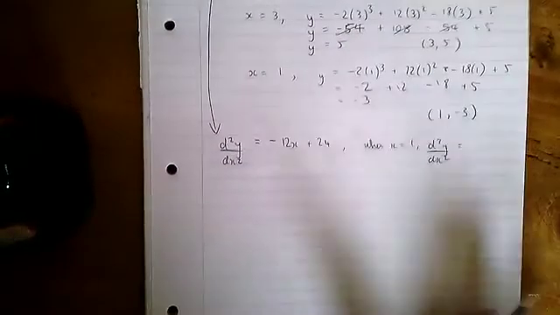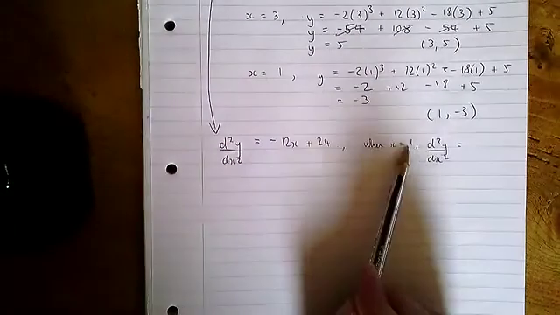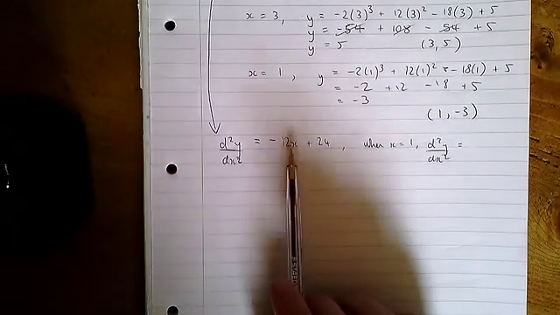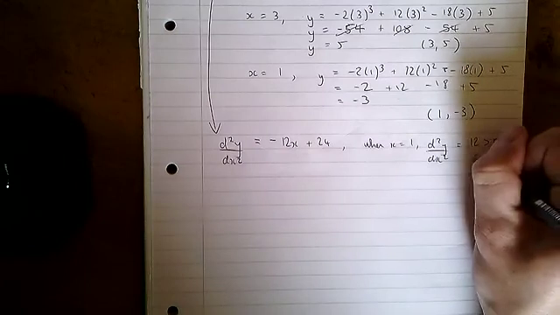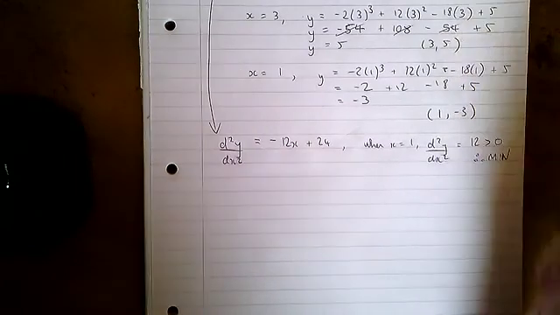Sorry, you can't see what I'm doing here, can you? Okay, it would equal minus 12 times 1 is minus 12, plus 24 is equal to 12, which is greater than 0. Therefore, that is a min, not a max like you'd assume.